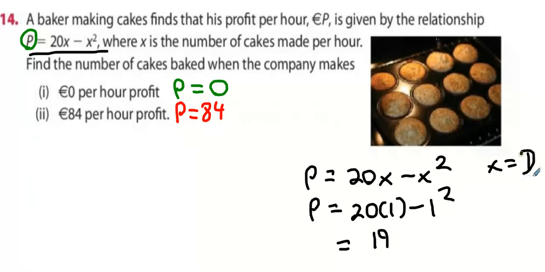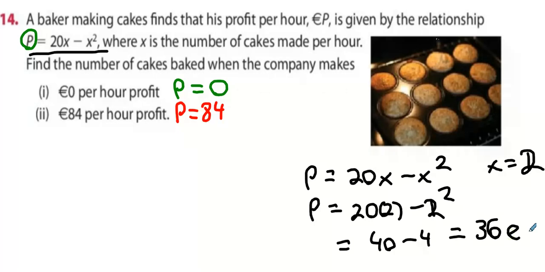If I make 2 cupcakes per hour, I'm going to make a different amount of profit this time. What's it? 20 times 2 is 40. 40 take away 4. If I make 2 cupcakes per hour, I get 36 euro profit per hour. That's only in this question, no other questions, okay? Now, what they're asking me is, what number will cause me to go up to a profit of 84 euro? So I could keep doing it out. That's called the trial and error method. I could try out 3, 4, 5, and 6. And it could take ages, is the issue.